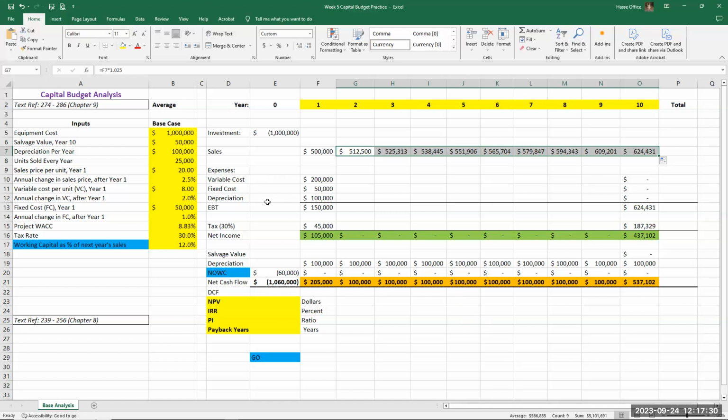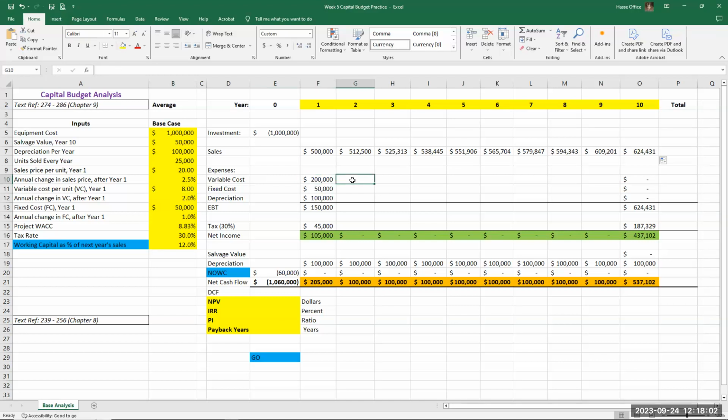Then I get into my expenses. And expenses in this analysis, beginning with this capital budgeting analysis, break into three areas, really four areas: variable cost per unit, fixed cost, which is a total dollar amount, depreciation, and then our income tax. So variable cost, as we mentioned at the beginning of the week, was 25,000 units. That's how many we were producing at a variable cost rate of $8. That's $200,000. There's the formula right there.